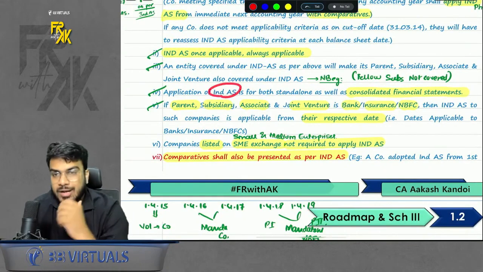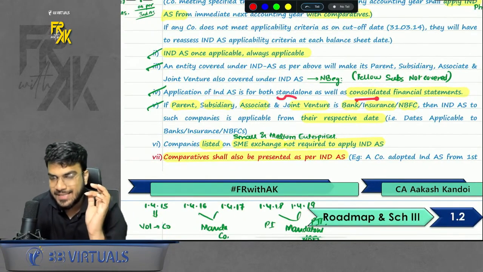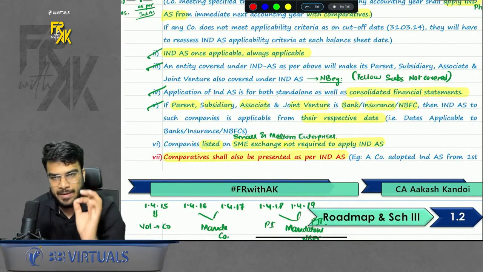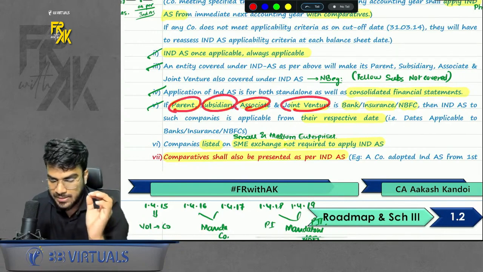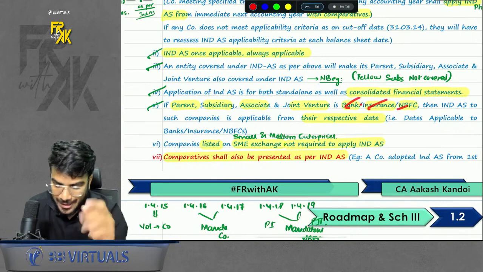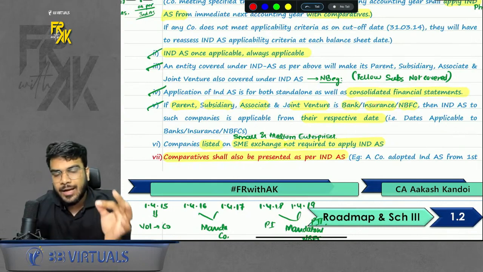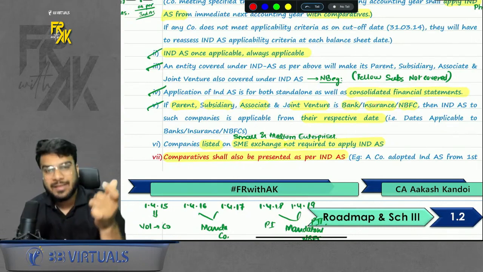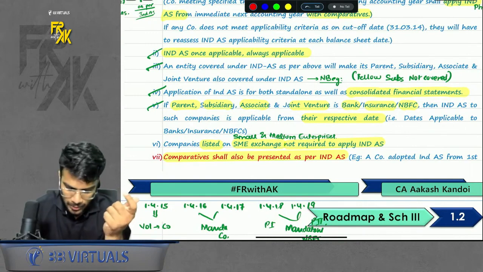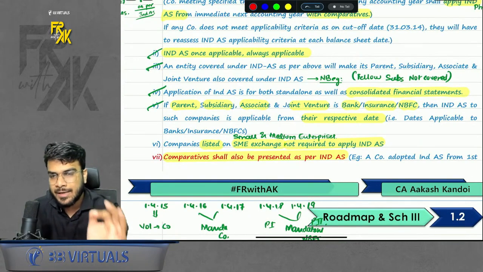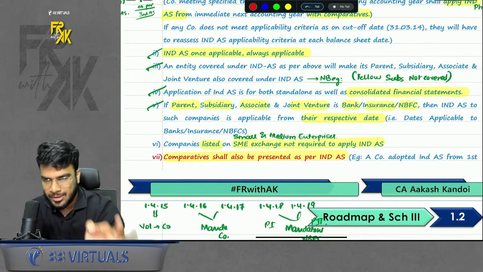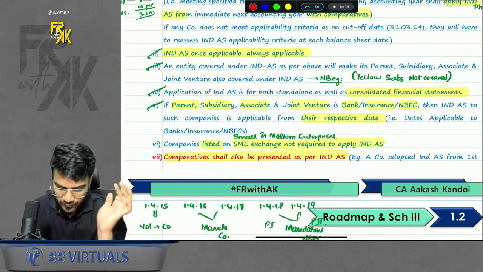Apart from this, if you are covered under IND AS, your SFS and CFS both have to be prepared as per IND AS. Also, the other point was, if your parent, subsidiary, associate, joint venture is a bank, insurance, NBFC, then you will have to apply IND AS from the respective dates, right? You will not get covered under point number 3 if your parent, subsidiary, associate, joint venture is a bank, insurance, NBFC, then they will check the respective dates.